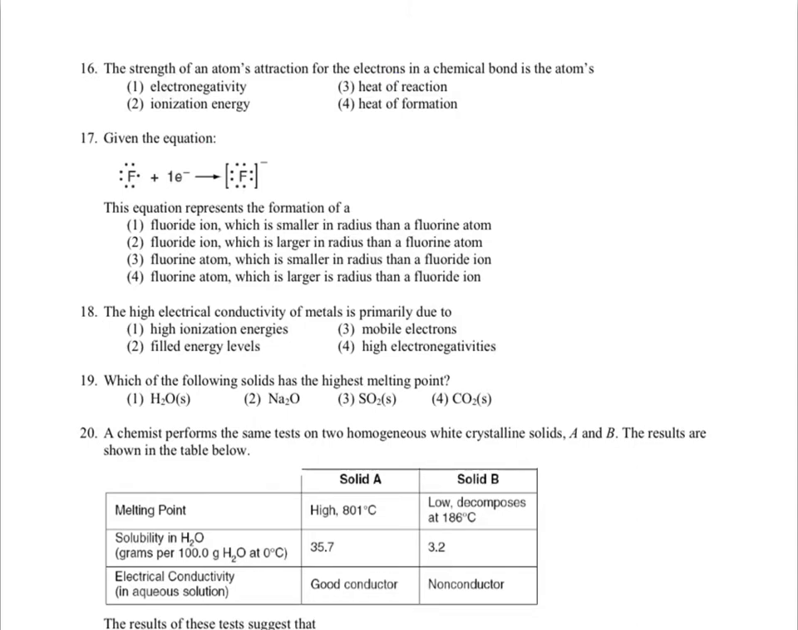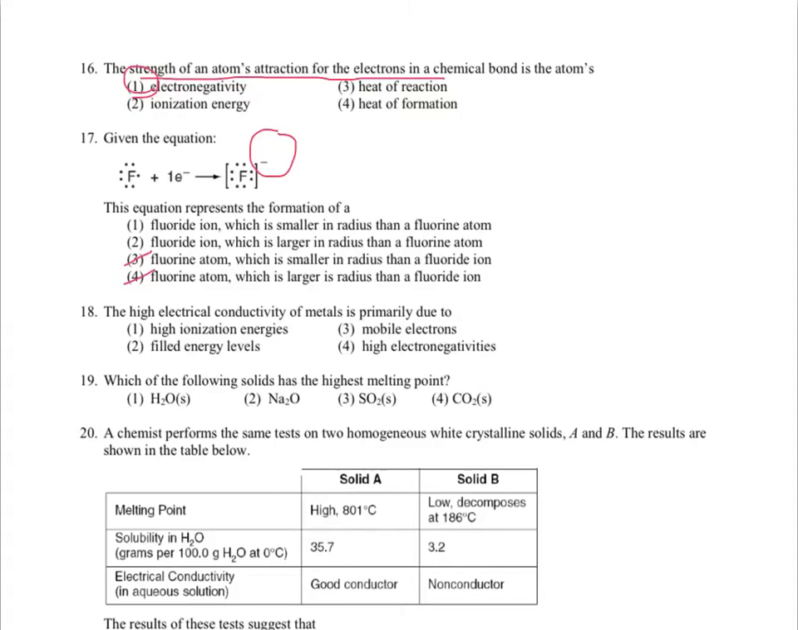Question number 16 asks us the definition that we studied in our periodic table unit, which is the strength of an atom's attraction for electrons in a bond. That is the definition of electronegativity. Question number 17 shows us a fluorine atom gaining an electron. And so here we can see we have a charged particle. A charged particle is called an ion. So here we have the fluorine ion.